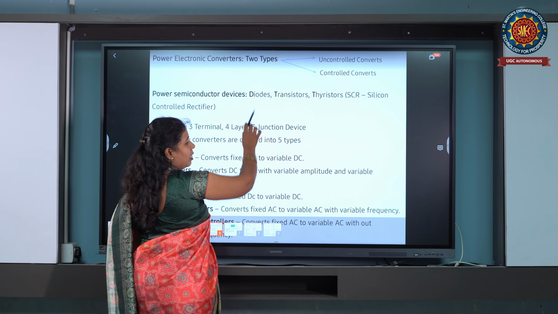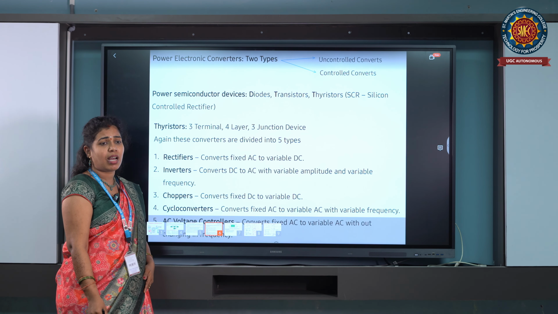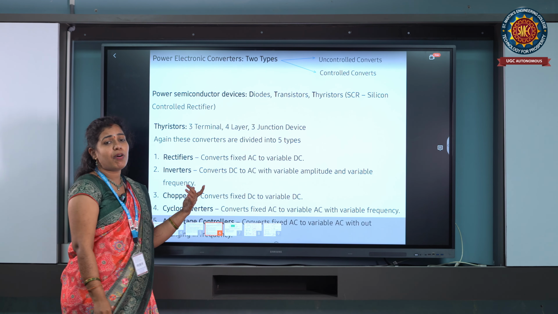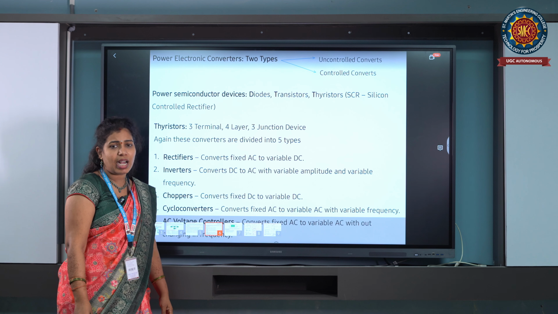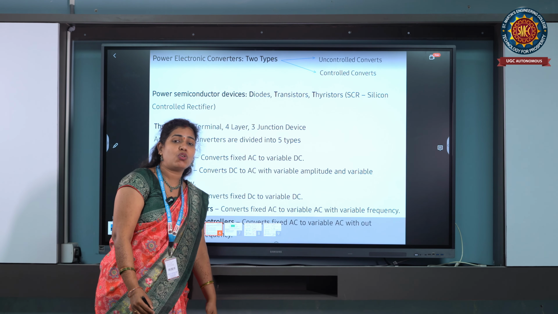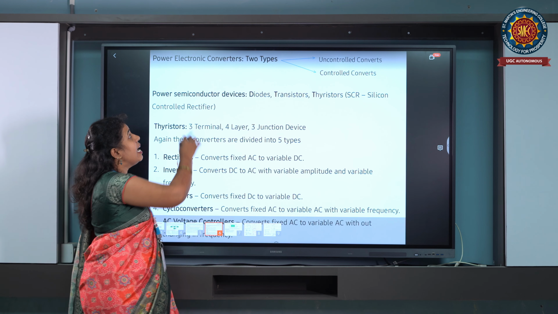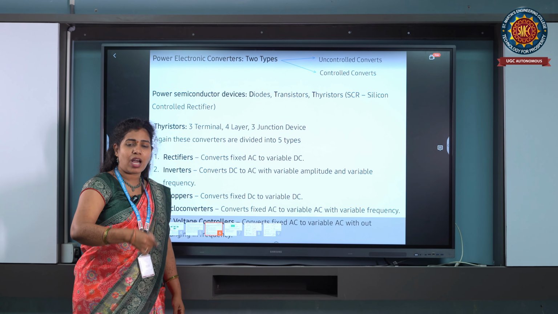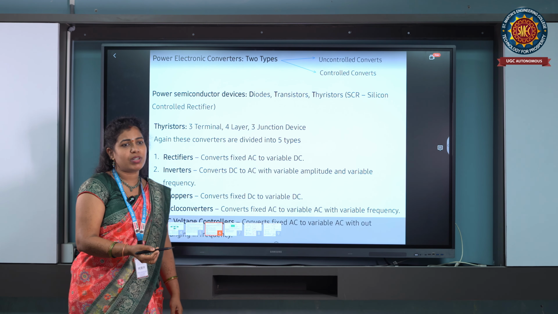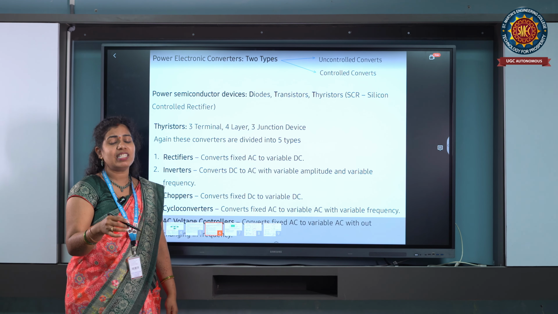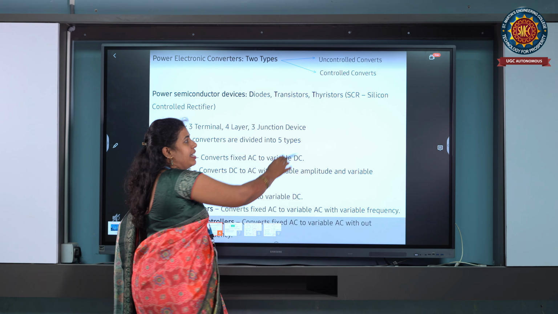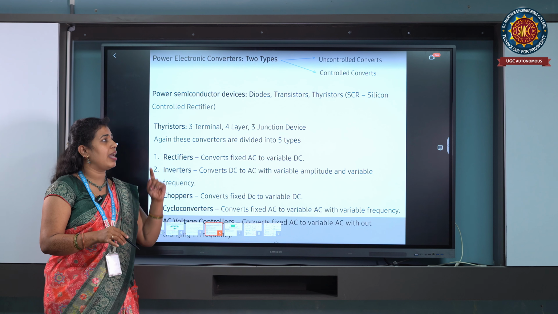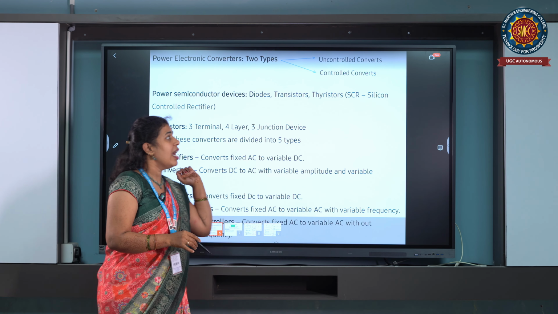When we construct the power electronic converter by using diodes and transistors, that type of converter we call an uncontrolled converter, meaning we don't have control over the output voltage obtained from the converter. If we use the thyristor, we have control on the output. Whenever we want, we can adjust the output voltage depending upon what we want. That is done by the thyristor. That's why converters designed using thyristors are called controlled converters.